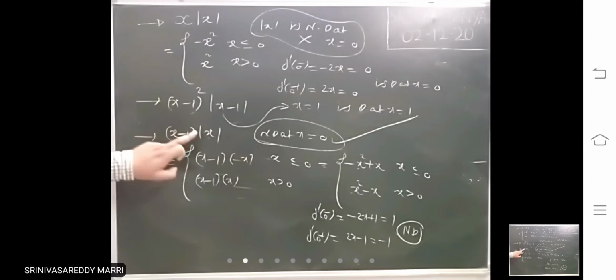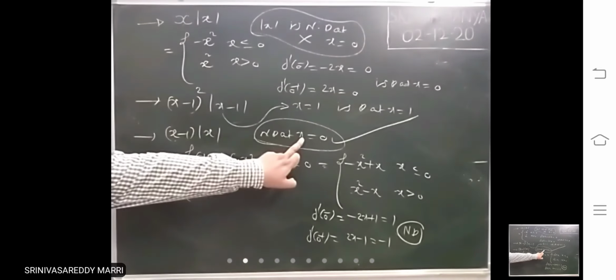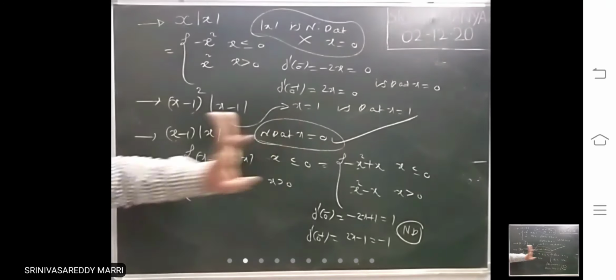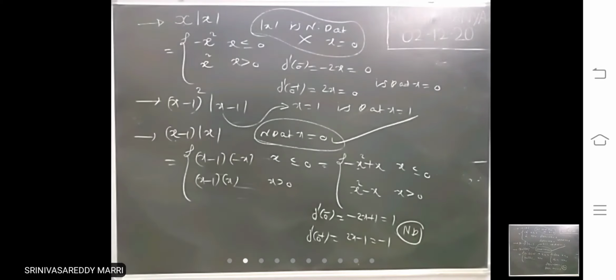Suppose look at this one. This is not differentiable at x equal to 0. If you have multiplied with some other factor, then in that case it will not be non-differentiable at x equal to 0. You can identify the difference. If the same factor is there, it means at that point also it will be differentiable. If some other factor is multiplied, then it will not be differentiable.